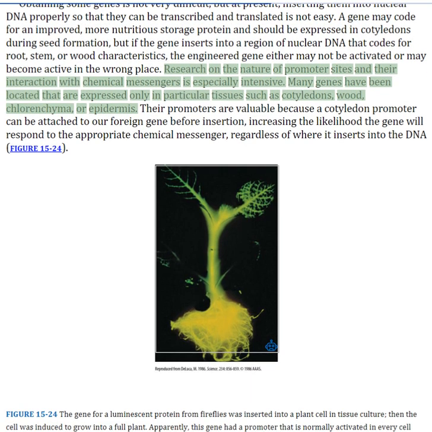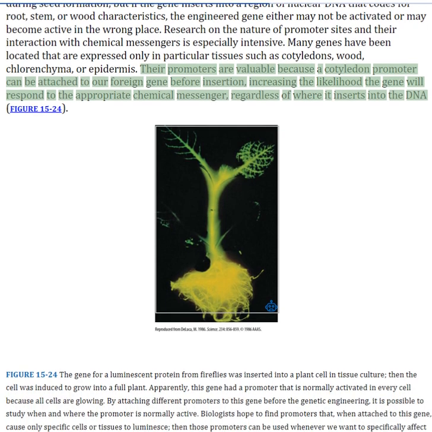Research on the nature of promoter sites and their interaction with chemical messengers is especially intensive. Many genes have been located that are expressed only in particular tissues such as cotyledons, wood, chlorenchyma, or epidermis. Their promoters are valuable because a cotyledon promoter can be attached to our foreign gene before insertion, increasing the likelihood the gene will respond to the appropriate chemical messenger, regardless of where it inserts into the DNA.